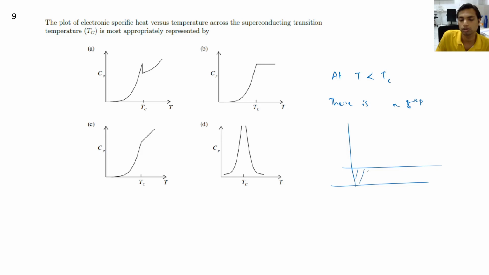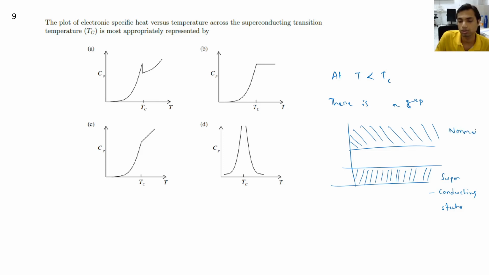So if this is a superconducting state and normal state, and there is this gap. Because of the presence of this gap, what happens? So what is specific heat? The specific heat means you're giving some energy to increase the temperature by a particular unit. So here what is happening?